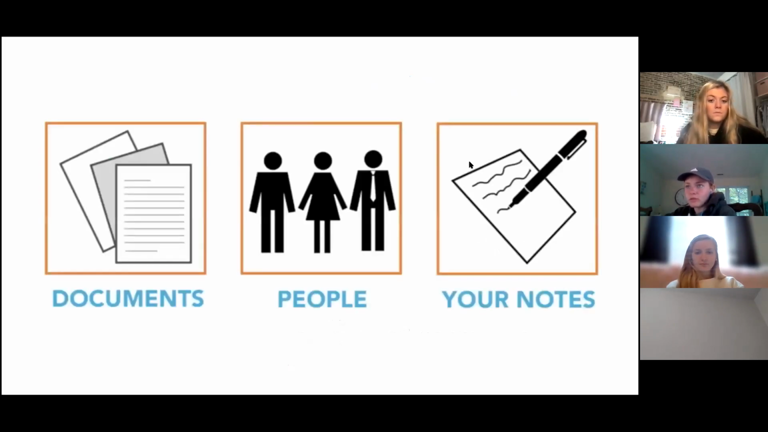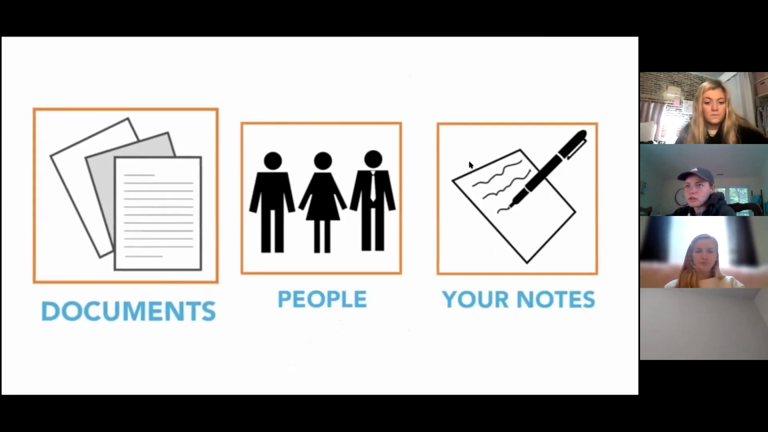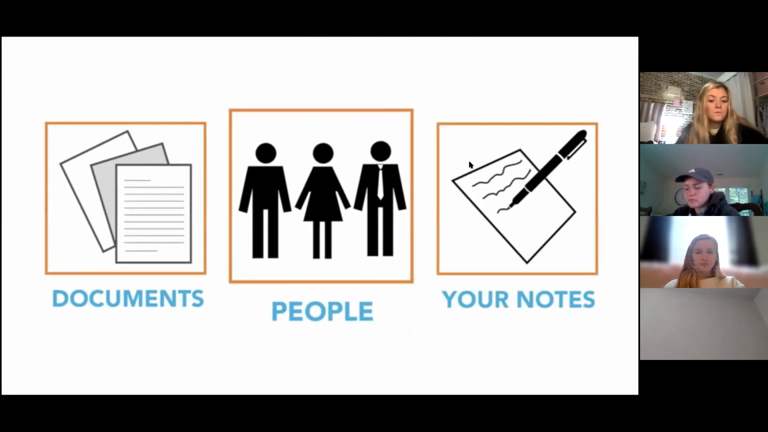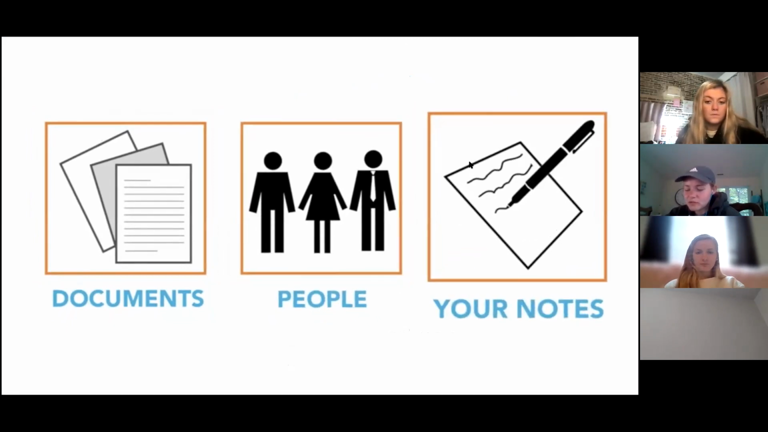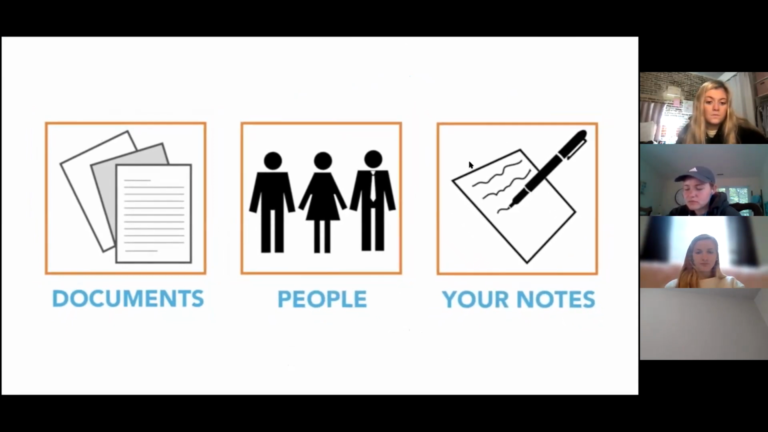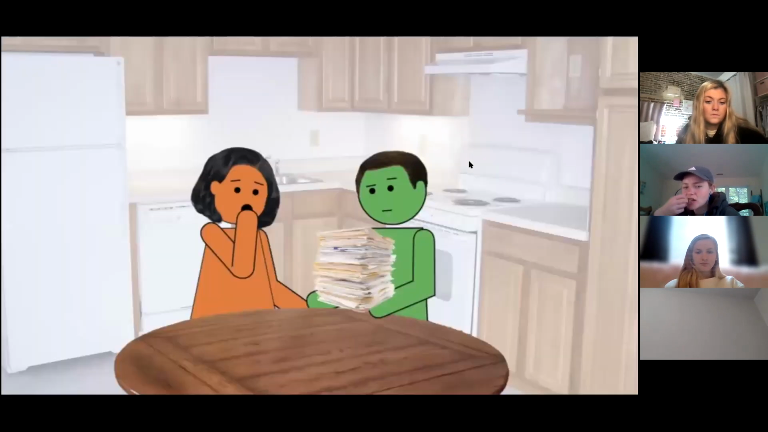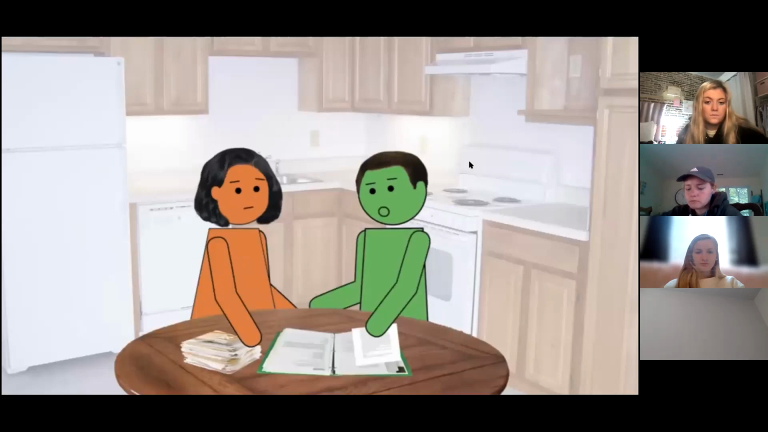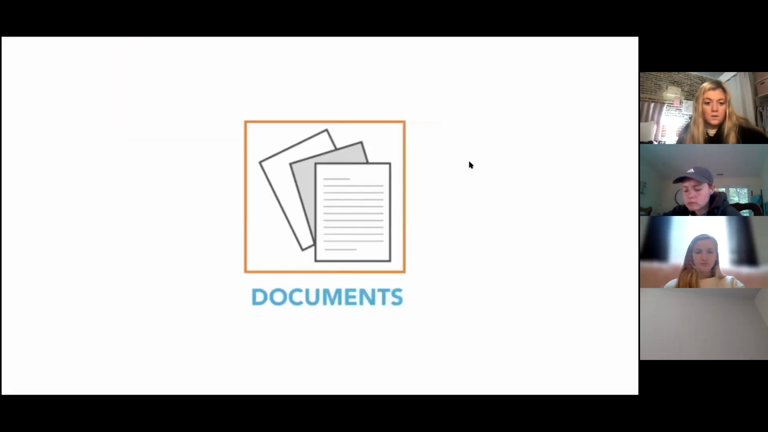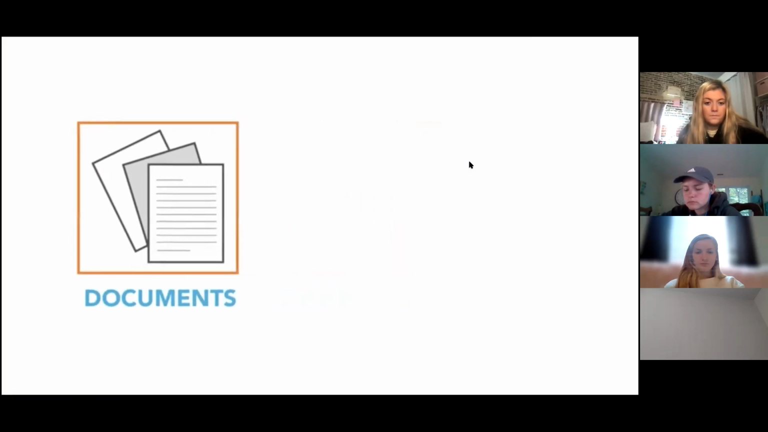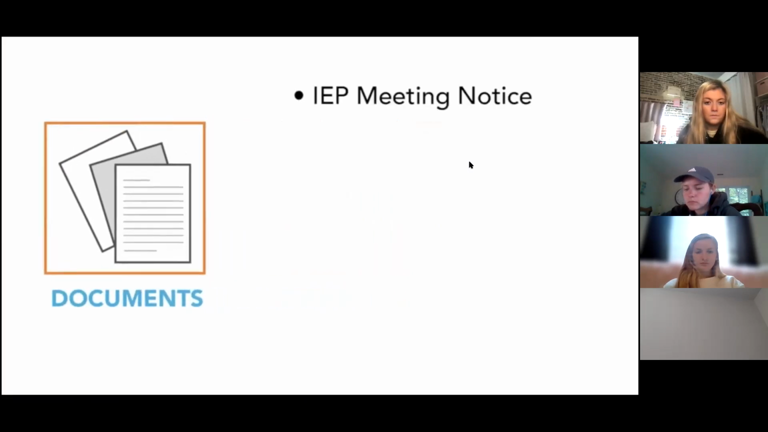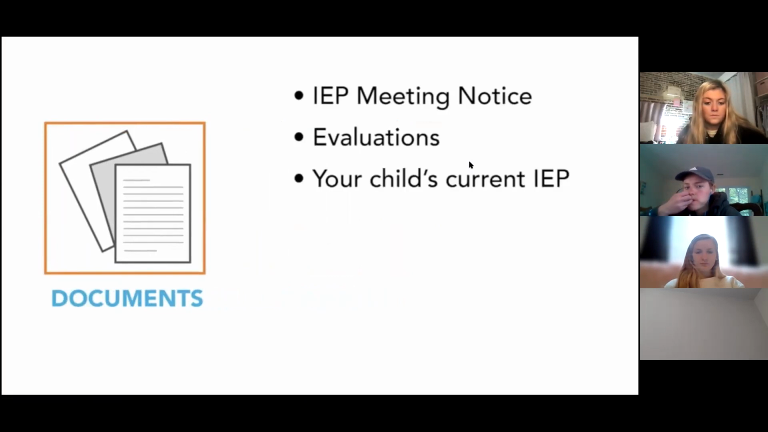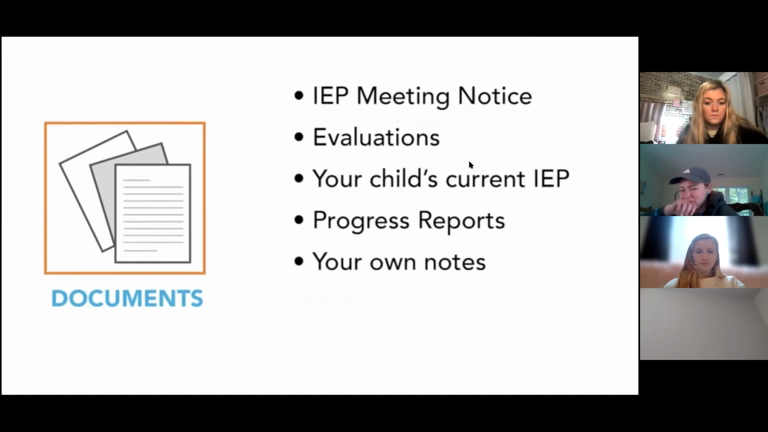To prepare for the meeting, it'll be helpful to get organized. You'll do this by gathering documents about your child, people who you may want to attend the meeting, your own notes about your child, and what things you'd like to talk about at the meeting. Think of this preparation as your homework. The more you get organized and the more information you review, the more confident you will be at the meeting. Let's start with the documents. You should gather the IEP meeting notice, evaluations, your child's current IEP, progress reports, and your own notes.